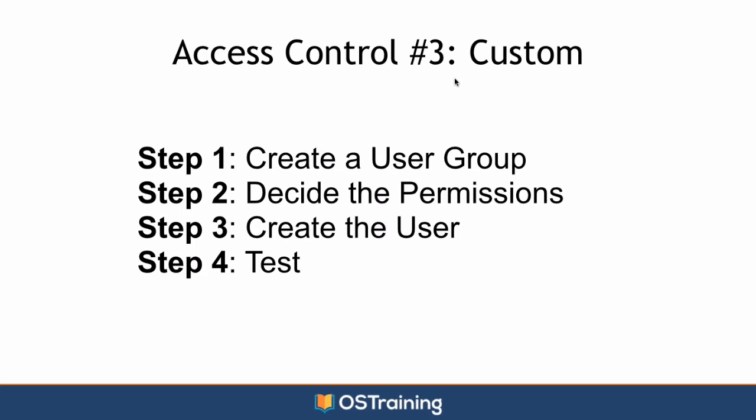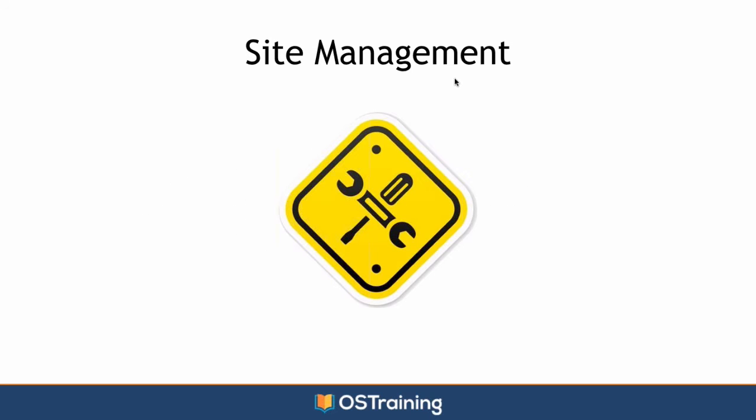Then we decide on the permissions for that group, and we create a user and test. And I can't stress step 4 strongly enough. You need to test these things to make sure you get them right. Once you've got that group and those permissions, they are inherited from the groups above, and then you can customize them as you need. So that's site ACL.